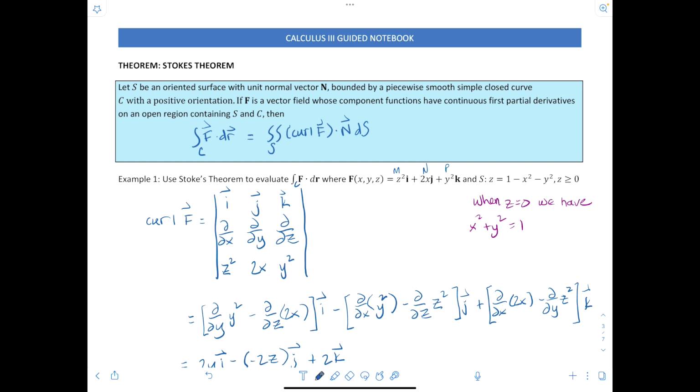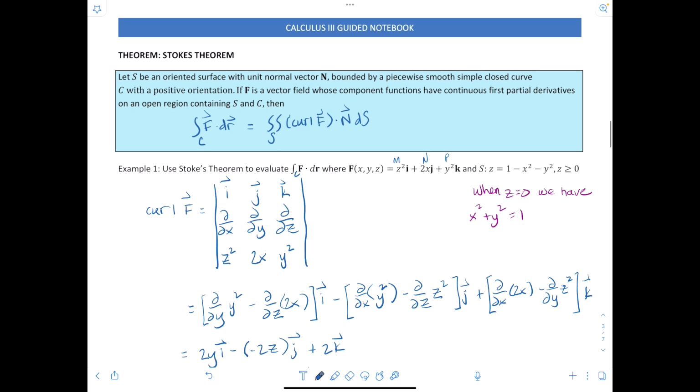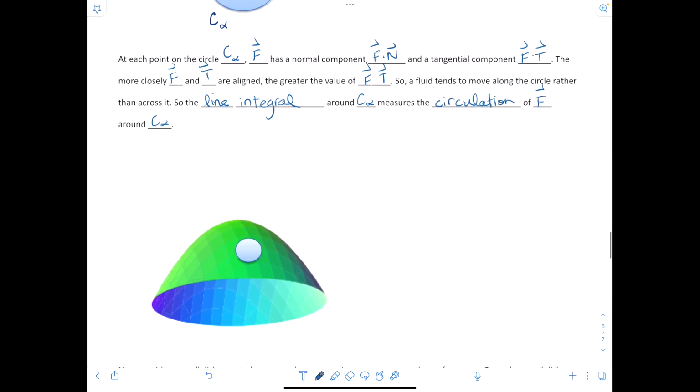Now that orientation of the piecewise smooth simple closed curve C is positive. Okay. All right. So here we go.